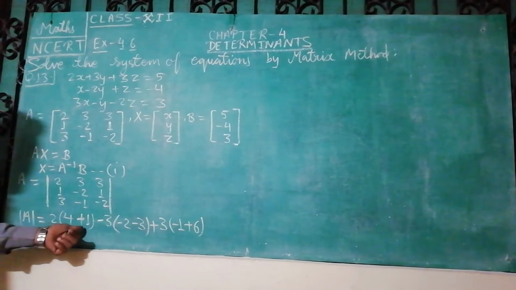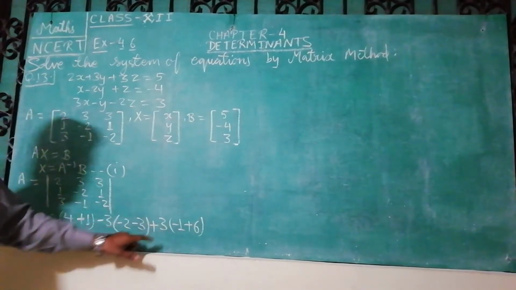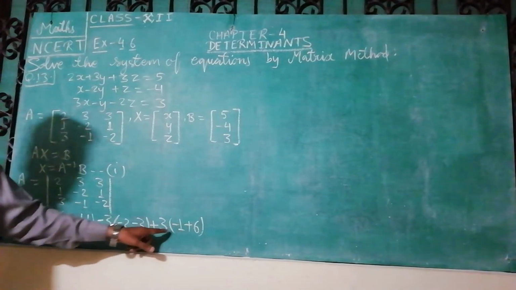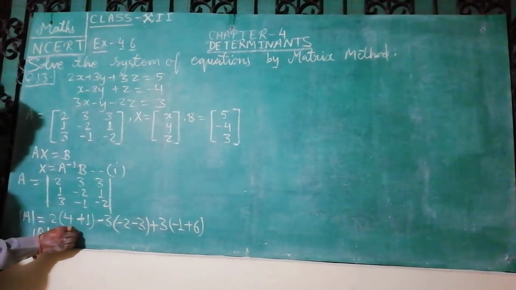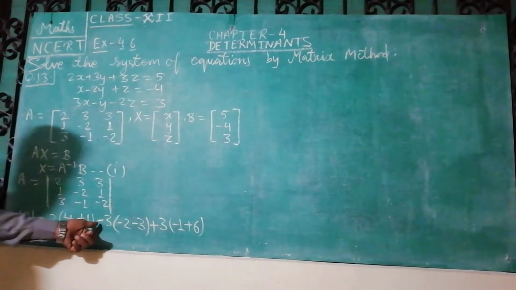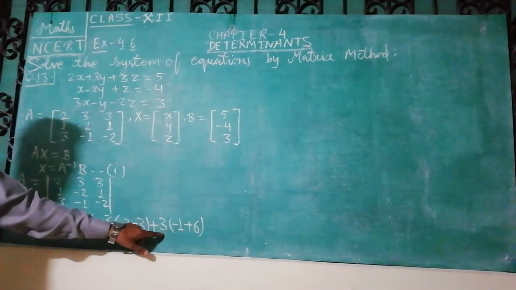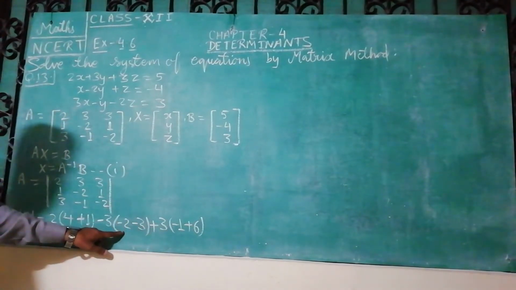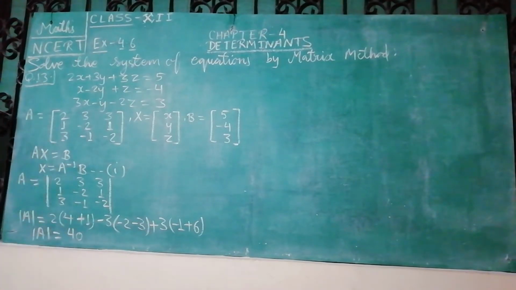So 15 plus 10, that is 25, and 5 3s are 15. 25 and 15, that is 40. All are positive. This minus and that minus will also be positive. This 6 minus 1 is 5, 5 3s are 15. So 15 plus 10, that is 40. So determinant A is equal to 40.